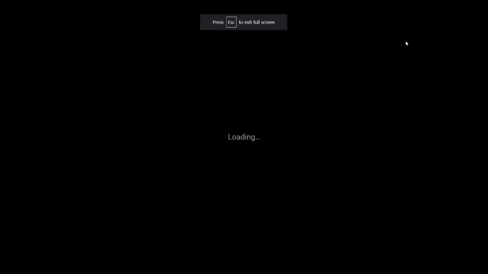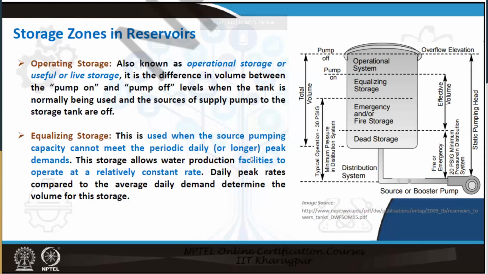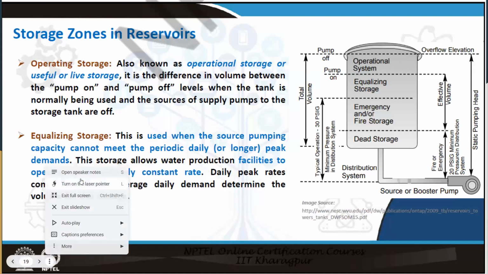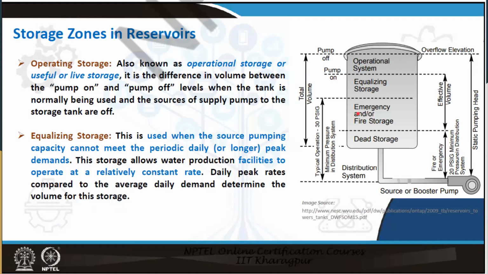Okay, so before we go into that answer, let's take a look at what are the different kinds of storages. If this is the reservoir, there are basically four categorizations of storages. First, the topmost storage is named the operational storage. The second one is called the equalizing storage. The third one is called the emergency or fire storage, and the fourth one is called the dead storage. Now, what are all these storages? And why are they categorized into these names?